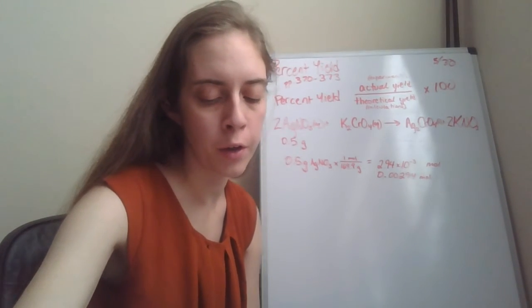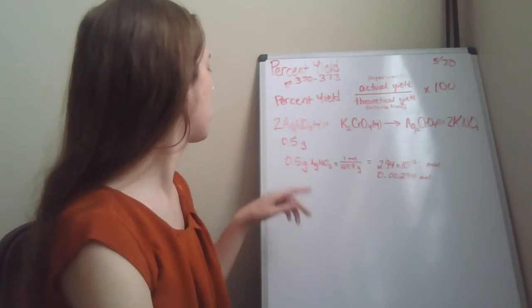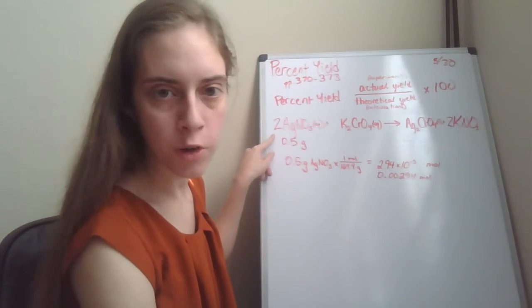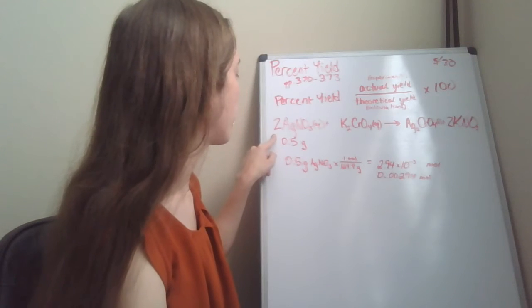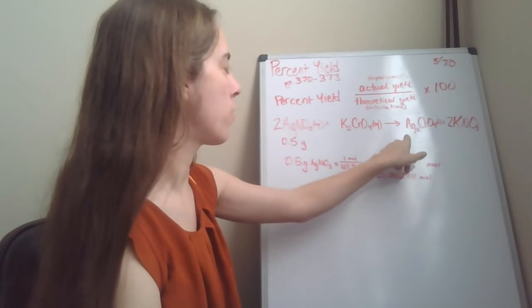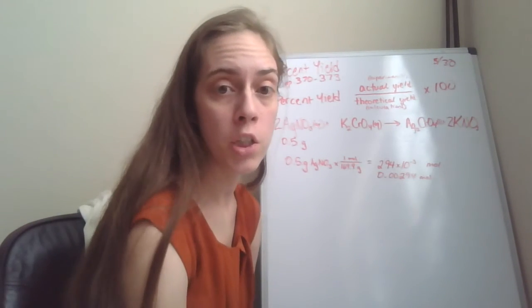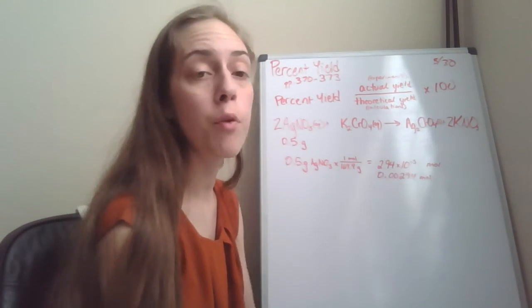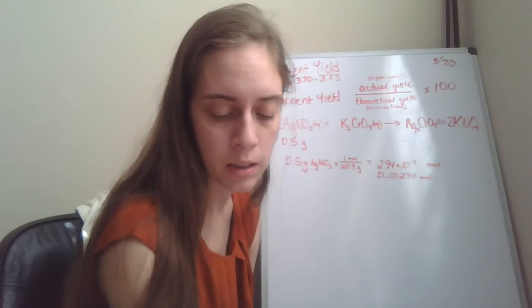Okay, so now we want to use the appropriate mole ratio to convert moles of silver nitrate to moles of silver chromate. So up here we use our ratios as given to us by our coefficients. So the coefficient of silver nitrate is 2, the coefficient of silver chromate is 1, and so our ratio is going to be 2 to 1 of silver nitrate to silver chromate. Now if we want silver chromate, then we're going to put that on top.